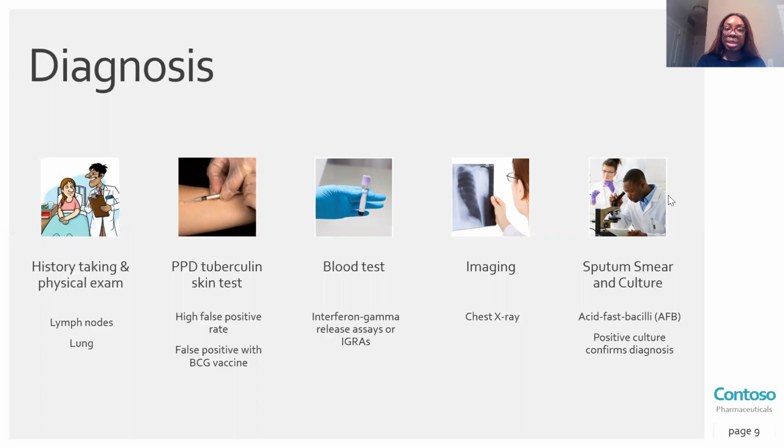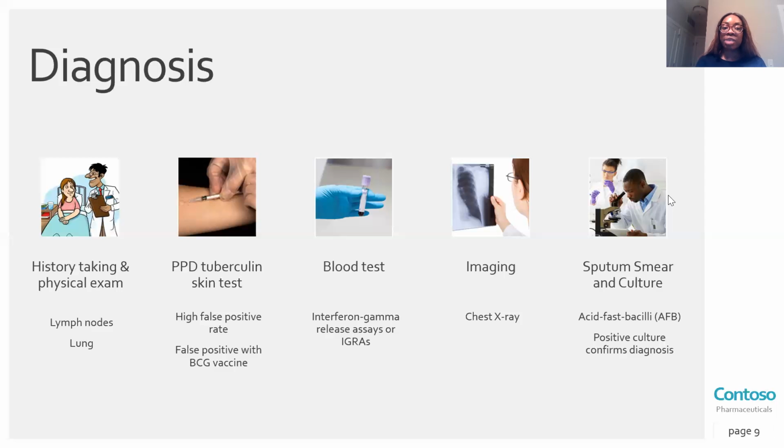The issue with this is that you have a high false positive rate, and you can have a false positive with the BCG vaccine. And the BCG vaccine is the vaccine used to prevent tuberculosis. Another thing you can do is the blood test, and that's the interferon gamma release assay, or IGRAs. Usually the benefit with the blood test is that you don't have to come back to get a read like you have to do with the PPD test. So you just do the blood test and you check for the bacteria.